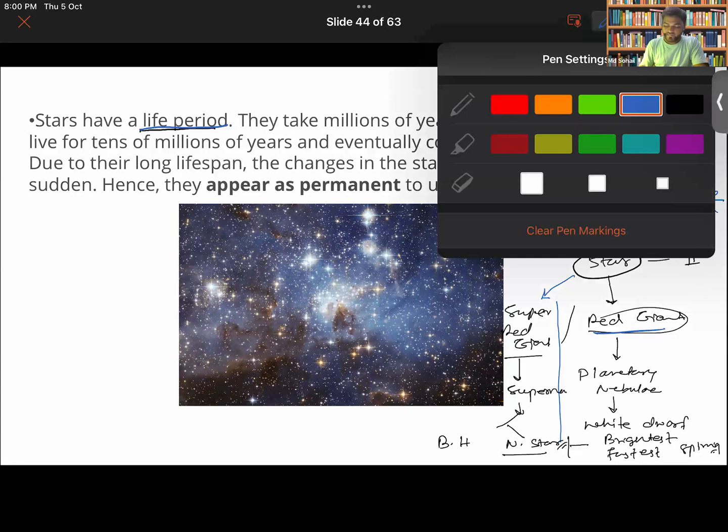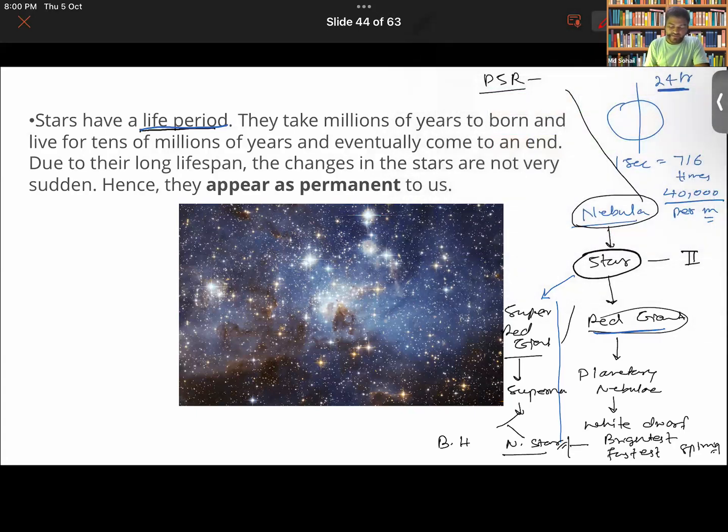Okay, now coming back to this. So stars also have got a life period. They take millions of years to be born and live for tens of millions of years and eventually come to an end. For example, it is said that our sun was born 5 billion years ago and it is to continue for the next 5 billion years, right?